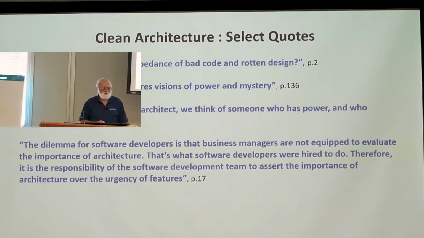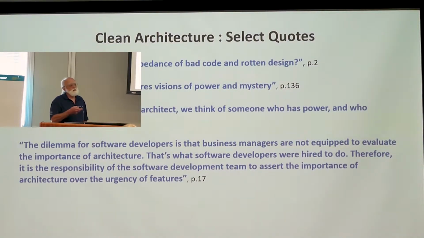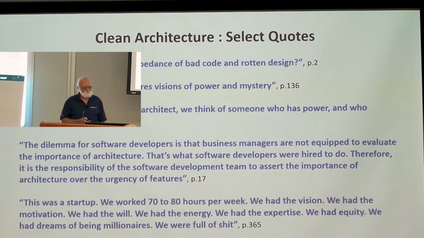I like this one. The dilemma for software developers is that business managers are not equipped to evaluate the importance of architecture. That's why software developers were hired to do it. Therefore, it is the responsibility of the software development team to assert the importance of architecture over the urgency of features. That's our main job. Our managers want the product to be delivered, full features on time, but we see a problem and we must promote the importance of architecture.